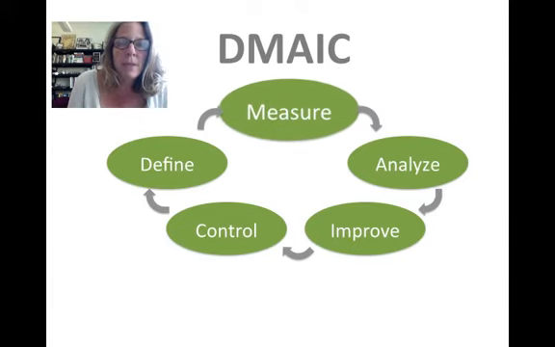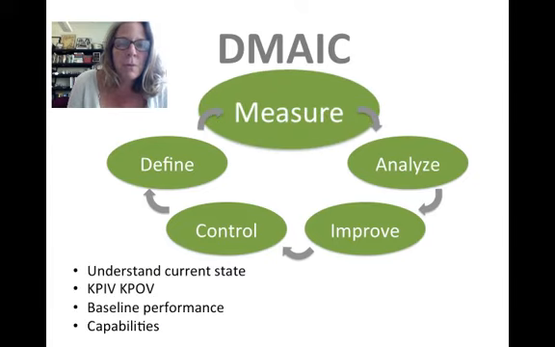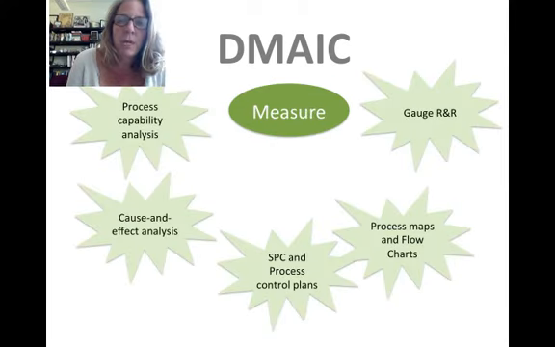So the next step then is to measure. And in measure, what we're doing is we really want to understand what the current state is. Key input variables and key output variables, which key performance input variables and key performance output variables are important to know, sort of measuring something about baseline performance, something about capabilities, maybe something about what initial design aspects were of the process. So measurement is a big focus in DMAIC, trying to get some numbers associated with it.